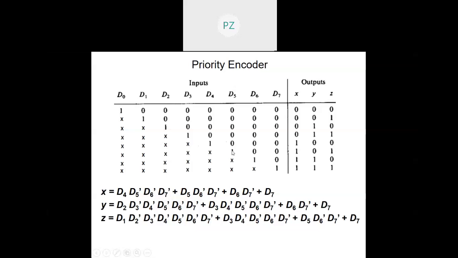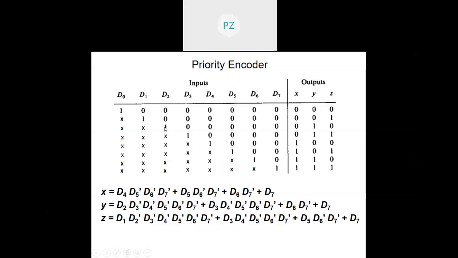Another one is D5, so you should write D5 and D6 dash and D7 dash, which means D5 should be high, and D6 should be low and D7 should be low. Similarly, D6 and D7 bar, and finally D7. So this is how you design X. So you see, this is the difference between a conventional or simple encoder and a priority encoder.